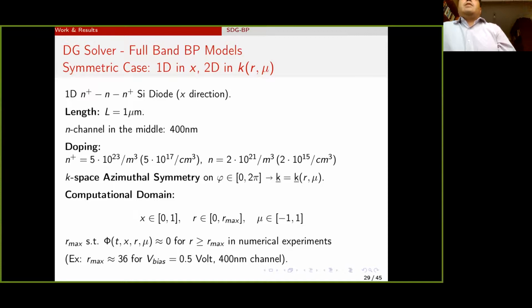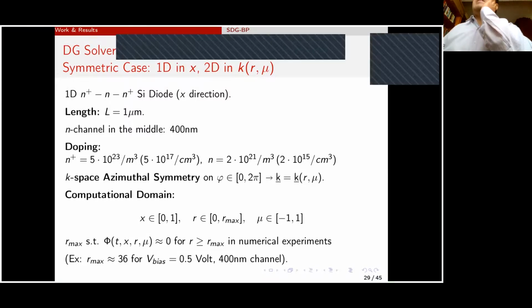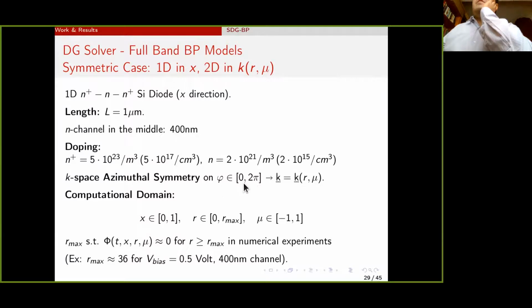The channel length is 1 micron. The length of the N channel in the middle is 400 nanometers. This indicates the difference in the orders of magnitude in the doping in the N plus and the N region. We have azimuthal symmetry, so we eliminate the azimuthal variable, and we have basically as variables the norm of the momentum transformed, and then the polar component.